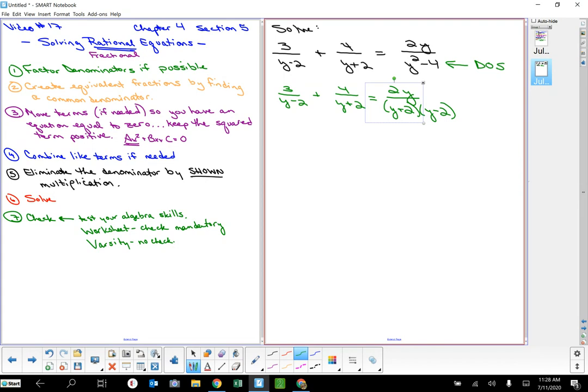Step 2, create equivalent fractions by finding a common denominator. All right, well, we have 2 binomials on the right-hand side, and we only have 1 on each of the others. So we are going to need to multiply the first one by the missing denominator, which is y plus 2. And that's going to be top and bottom, right? So you have both of those. The 4 is going to have to get multiplied by y minus 2. And so now I can combine my top. I have 3y plus 6.